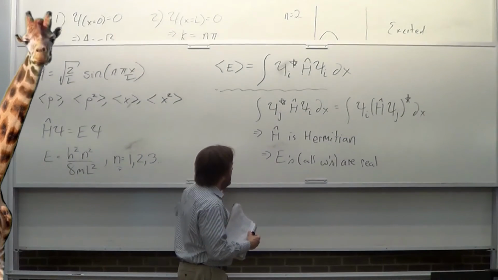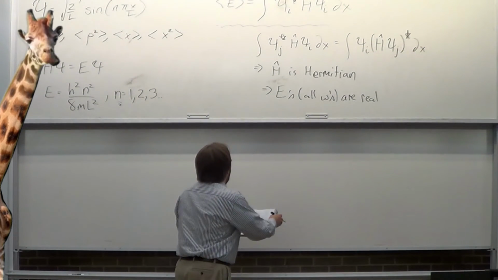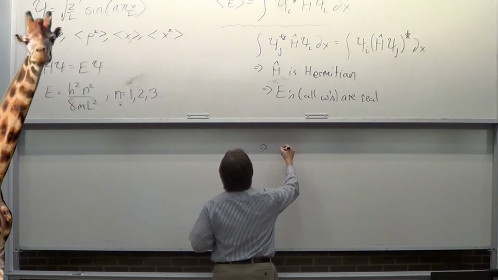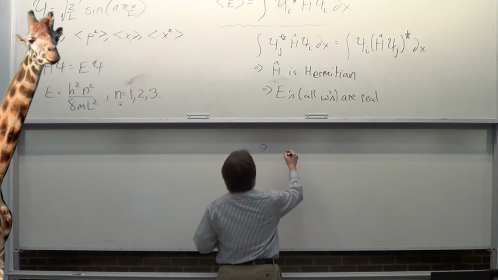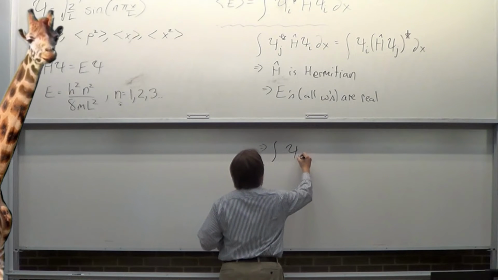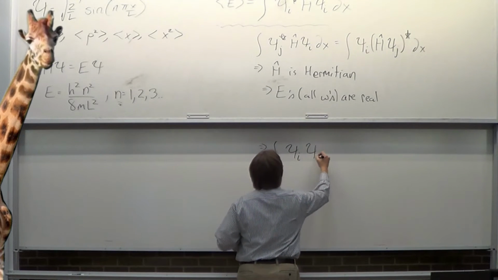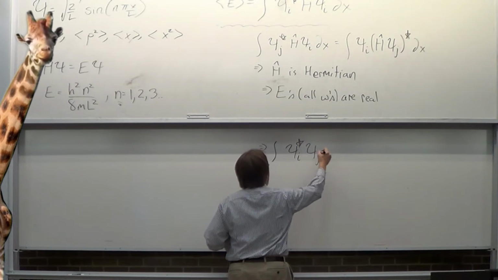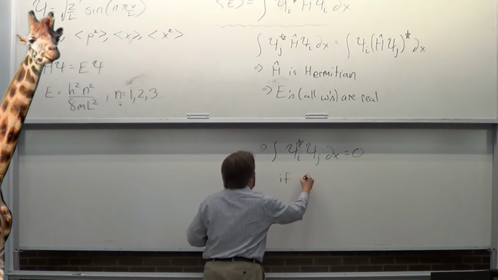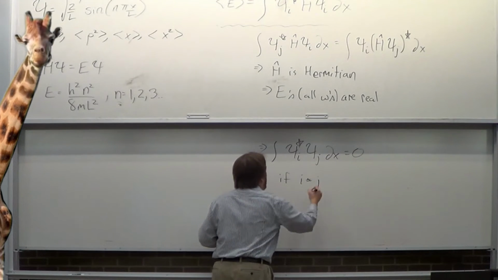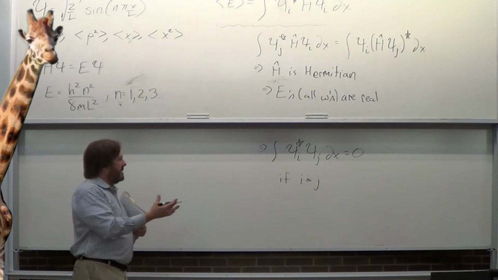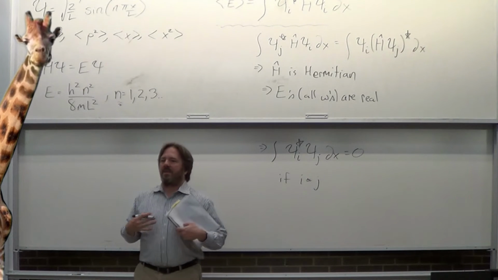Now, one thing I'm going to have you do on a homework is this. That's consequence one. There's a second. This is the unmovable board. I'm going to write this down and I'll have to get rid of it. The other is that for any two wave functions that are not the same, this is zero. We call it overlap. This is zero.